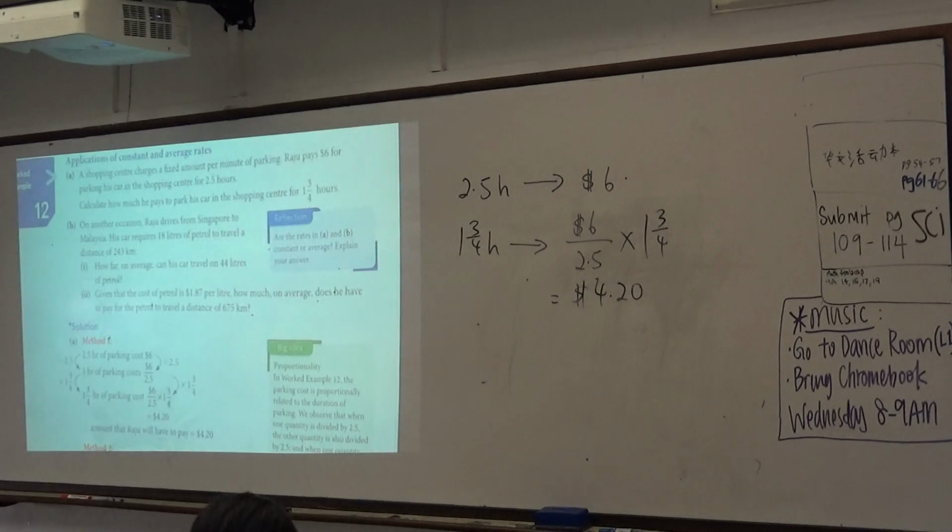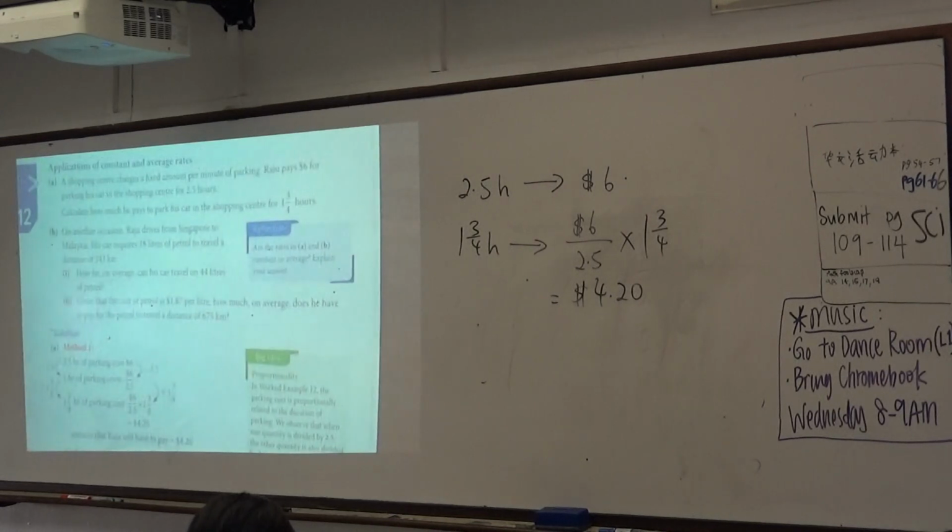Now, can you see this is another example of rate? When we park longer, we will have to pay more. Do you all understand what I'm saying here? When you park longer, you have to pay more. Are we clear? So it's 4.20. Are we clear here? Okay, good.